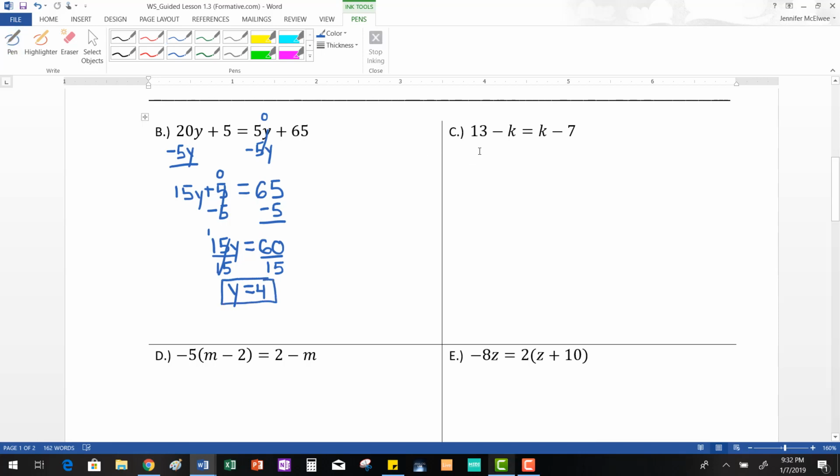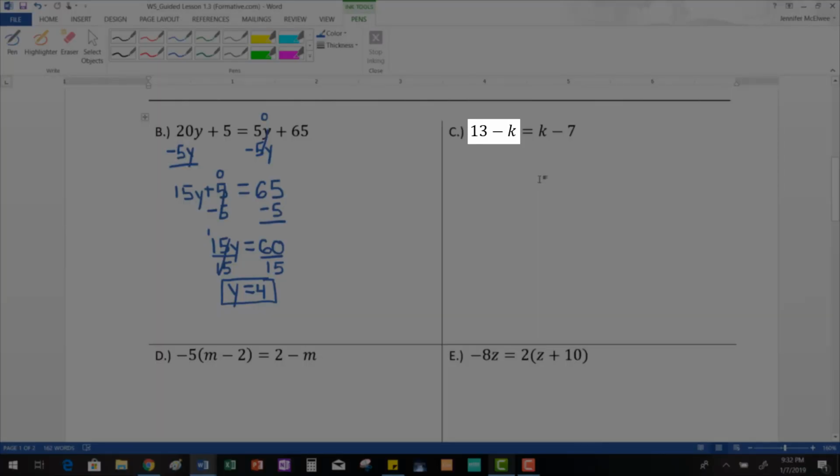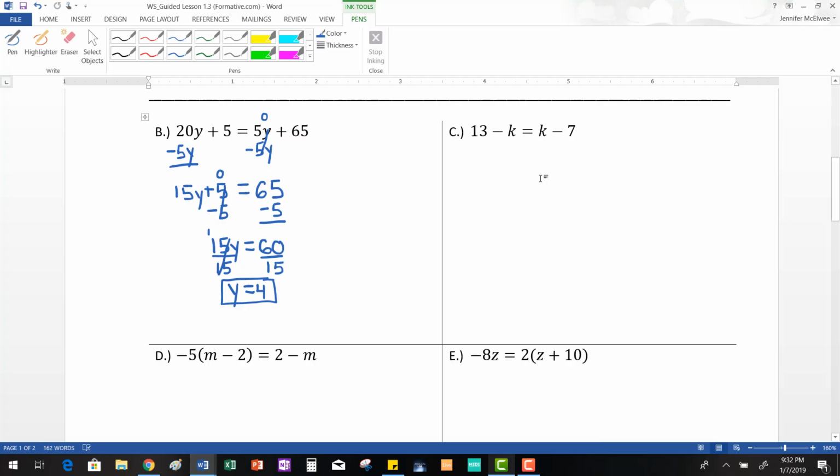Problem C says 13 minus k is equal to k minus 7. Again, I check both sides. I can see that I do not need to distribute anywhere, and there are no like terms to combine. So I'm going to begin moving my variable terms to the left side of my equation. Over here on the right-hand side, I see a k. Since it's positive, I'm going to have to subtract, so I'm going to subtract k on both sides.